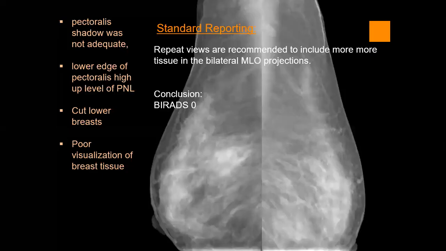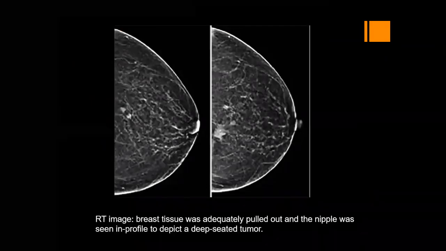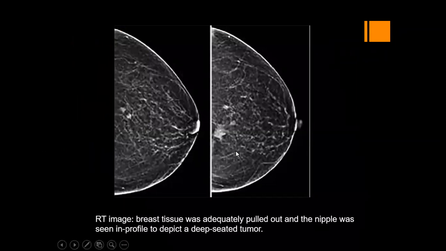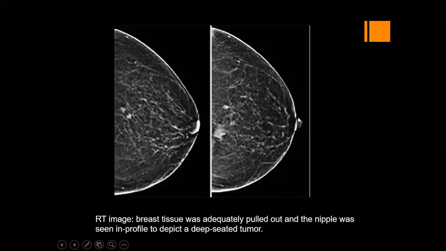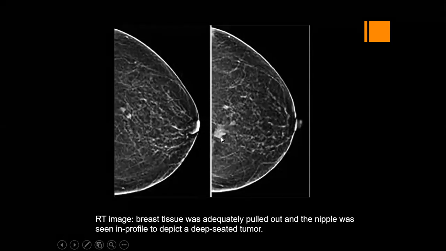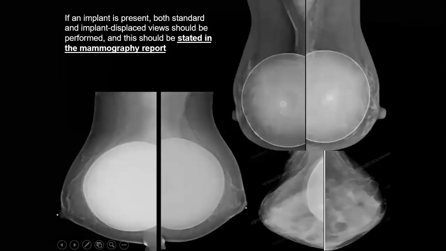We have to recommend repeating this view and report it as BI-RADS zero. If you look at this image, looking at the technique, definitely these are CC views for the same patient. When the breast is adequately included, and the nipple is seen here in profile, we could depict the posterior cancer... in the inadequate CC view on the left side.